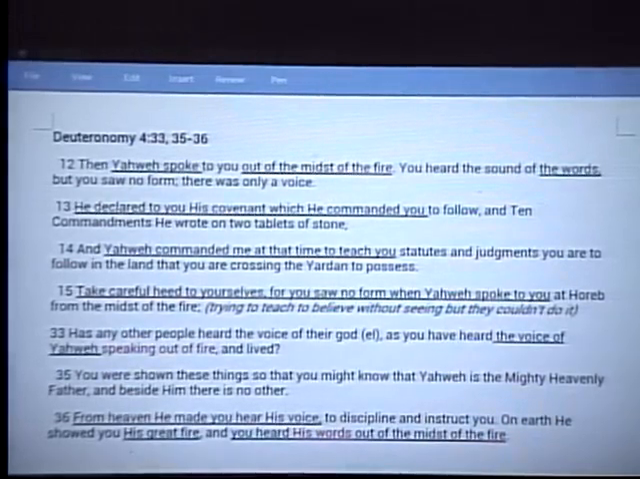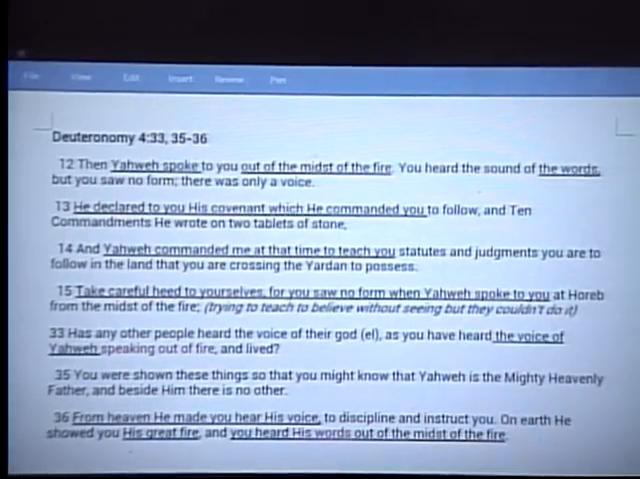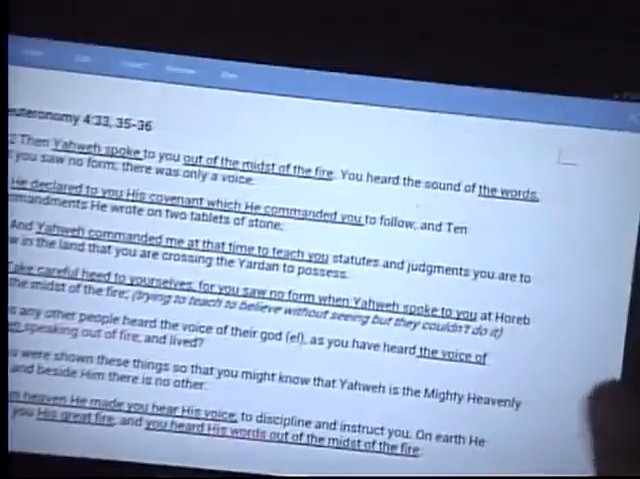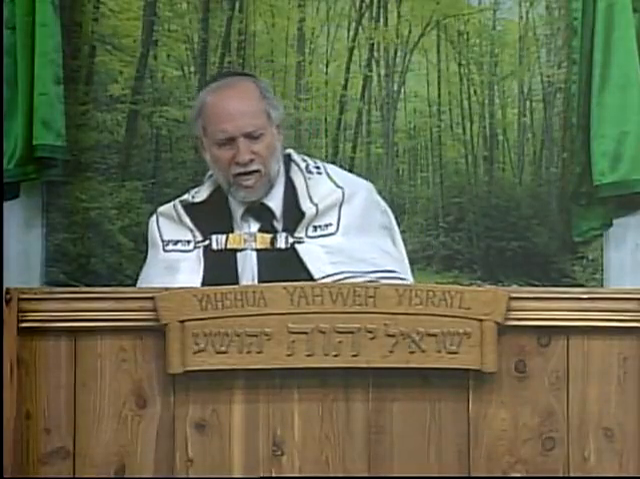From heaven he made you to hear his voice, that is Moshe, to disciple and instruct you, to discipline and instruct you. On earth he showed you his great fire, like it says in verse 12, and you heard his words out of the midst of the fire. Now we also know that Yahweh says, my word is like a consuming fire and so forth, right? So this was simply the fire, like the burning bush, was the house of Yahweh. And this is where the people came to hear the voice of Yahweh being presented like he does every Sabbath day. That law's never changed.